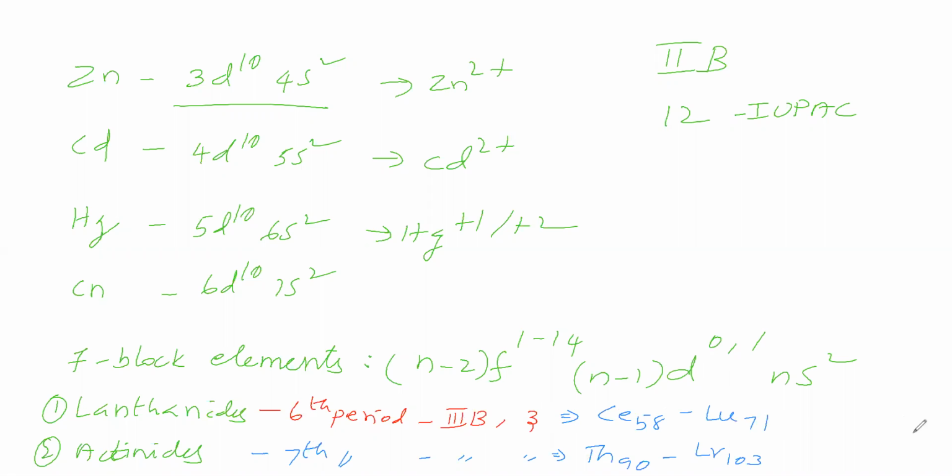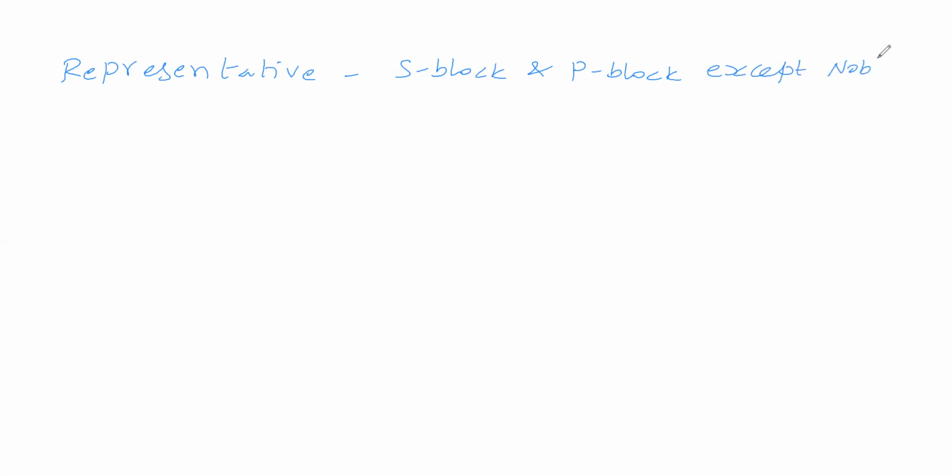Okay. Now we will go for the conclusion. Conclusion is what we will see. Now, first one is representative elements. So, which are representative elements? S block elements and P block elements, except in P block, the exception is the noble gases.